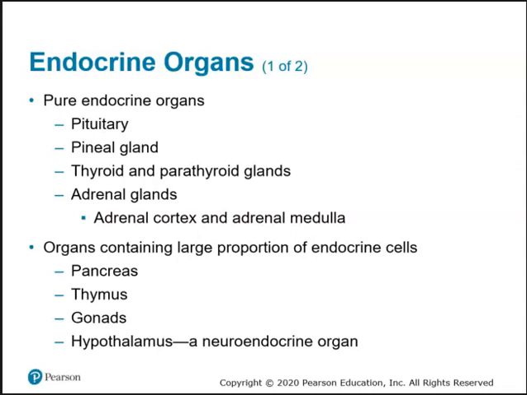Another organ that has a large portion of endocrine cells includes the thymus. We have the gonads, either the testes in males or the ovaries in females. And then we also have the hypothalamus in the brain, and this is a neuroendocrine organ.